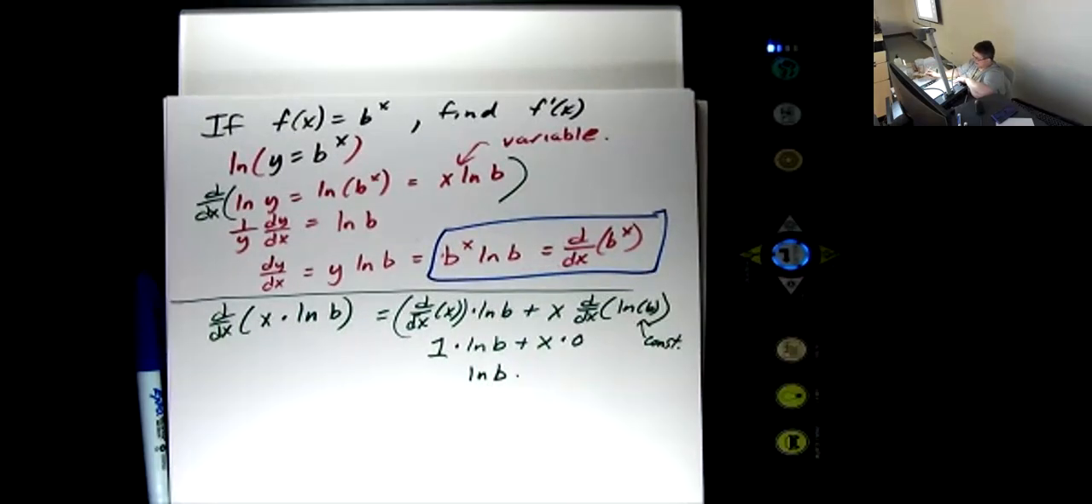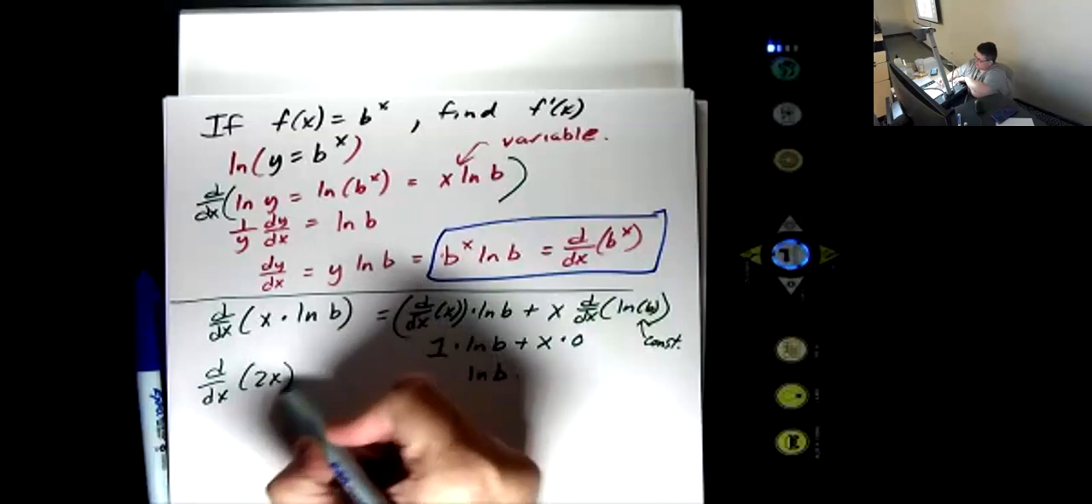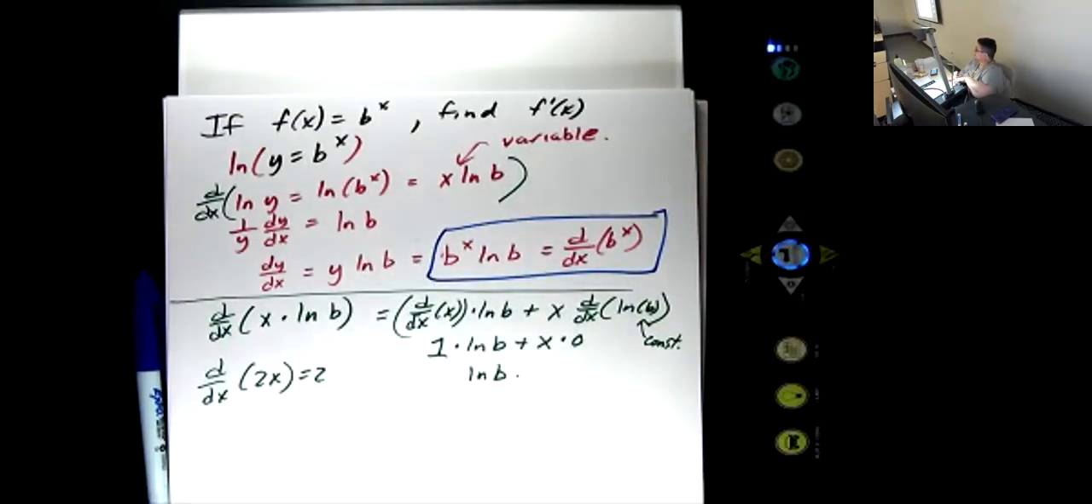Let's say it was natural log of x, that'd be a variable, so it'd be 1 over x. But since it's a constant, it's just 0. This is like the equivalent of doing the derivative of 2x equals 2. It just doesn't look like a constant because it says natural log of b. I totally get the question. Anybody else have another question?